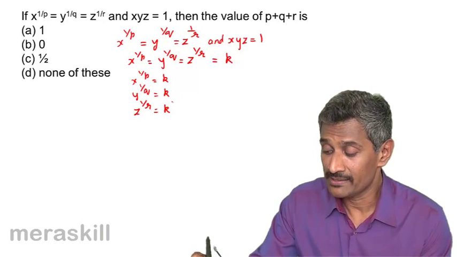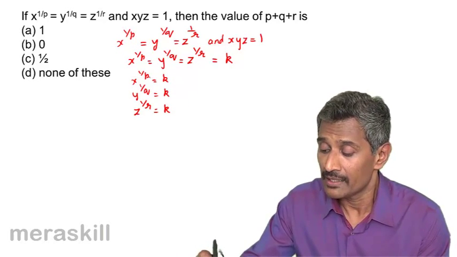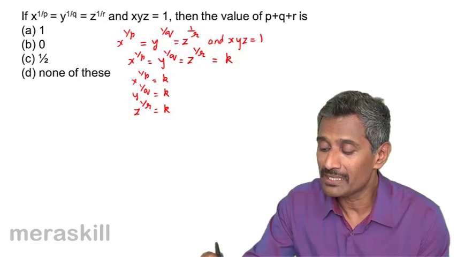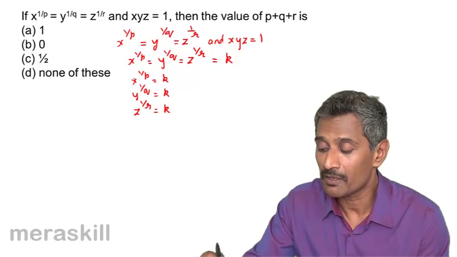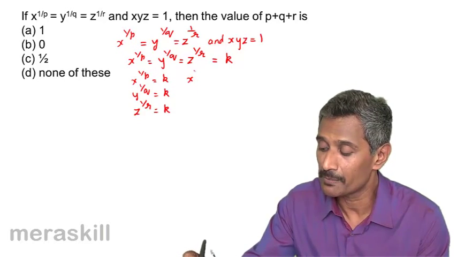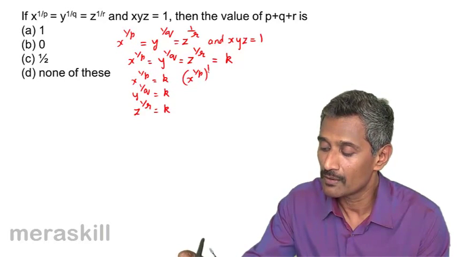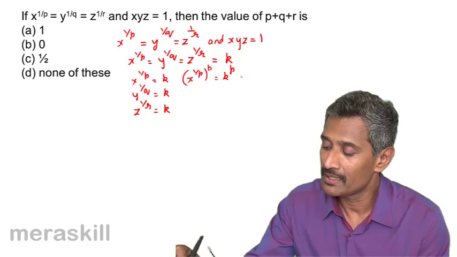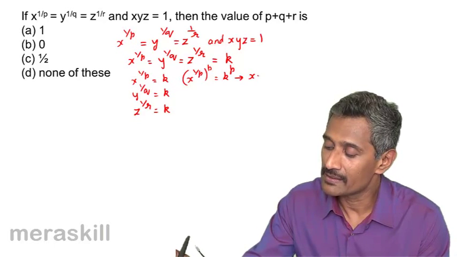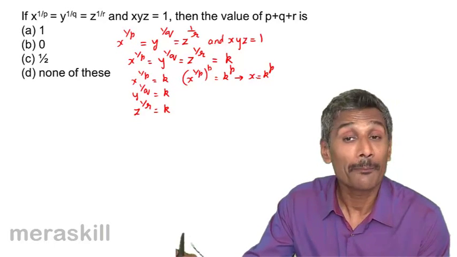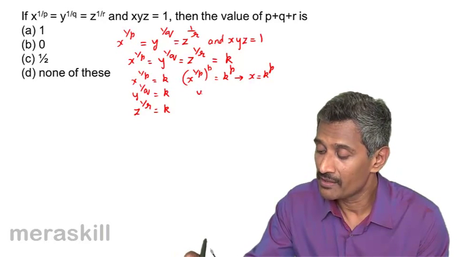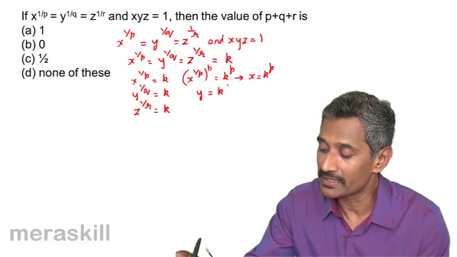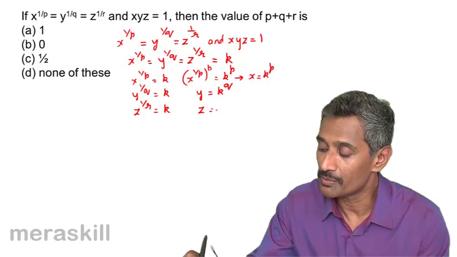Now in that case, this means that k is the pth root of x. So if you take the pth power on both sides, to do away with this, just for one example, you take the pth power of this. This will become k raised to p. This we know is x raised to 1 by p into p. So ultimately, this means x is equal to k raised to p. Much the same way, y would be equal to k raised to q, and z would be equal to k raised to r.